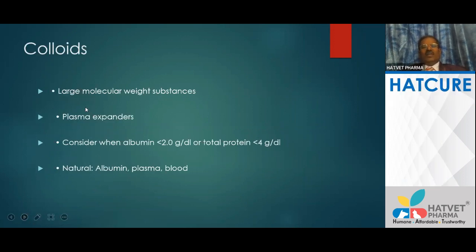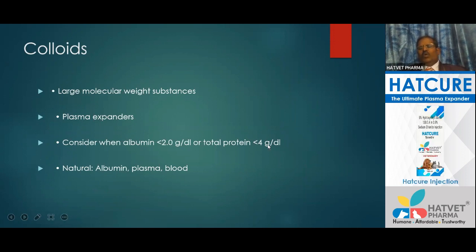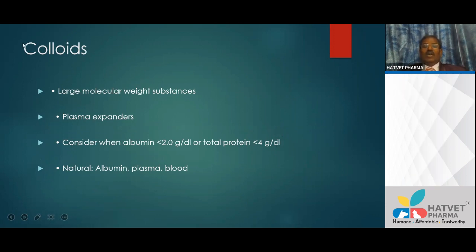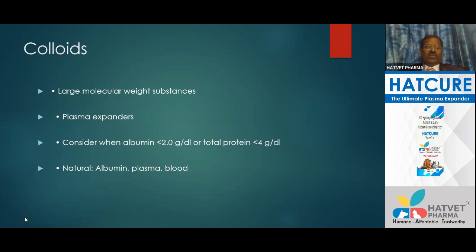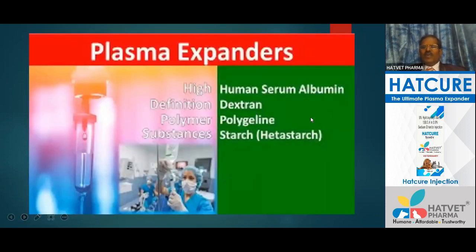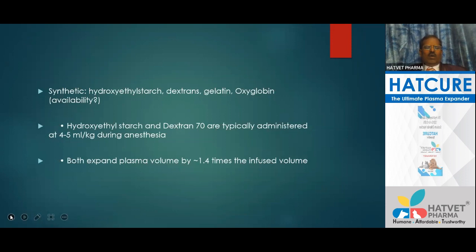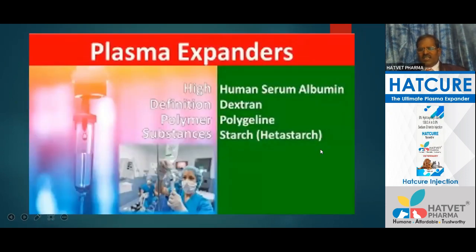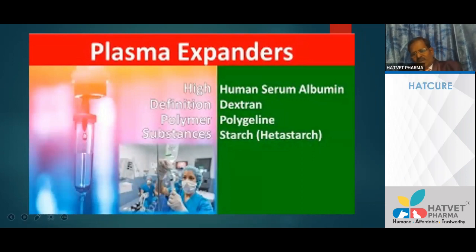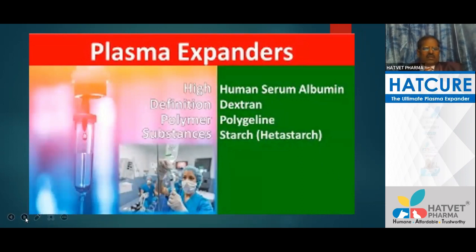Colloids, larger molecular substances, plasma expanders: consider when albumin level is less than 2 gram per deciliter or total protein less than 4 gram per deciliter. When the albumin level is less than this, you can consider colloid. Then natural albumin, plasma, blood also can be used. Plasma extract, human serum albumin, dextran, polygeline, HES starch. These are all the plasma expanders. What I commonly use is HES starch, especially in case of parvoviral disease. Many puppies we saved by using this HES starch.